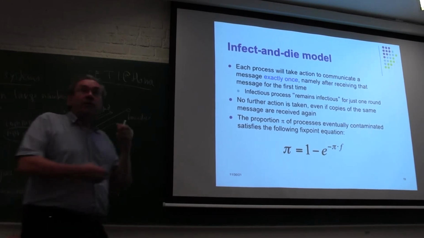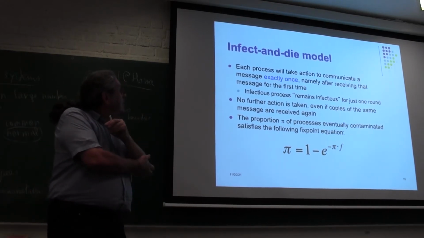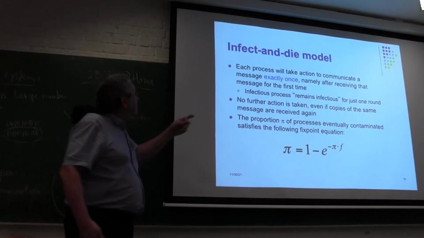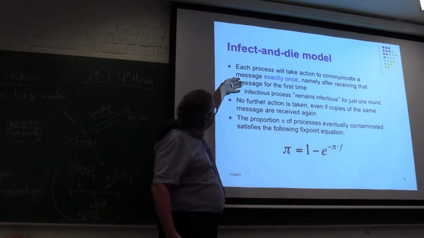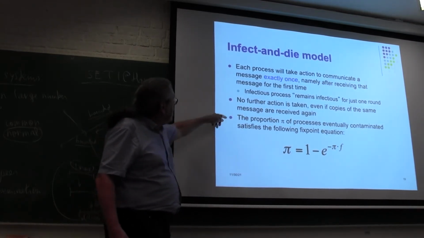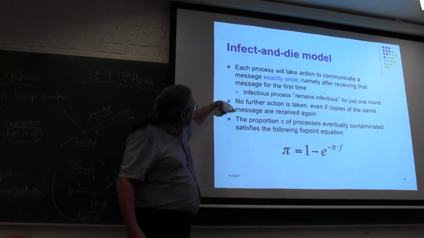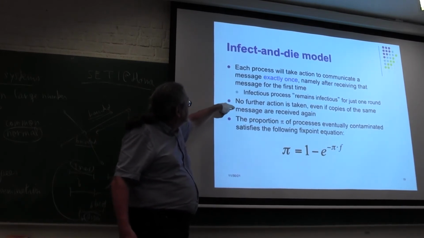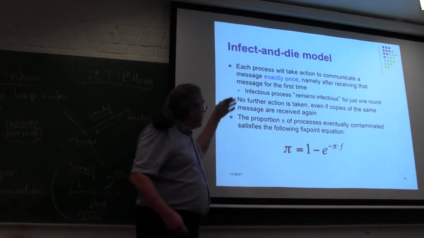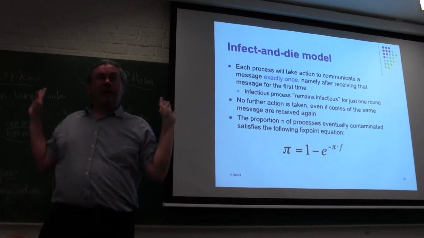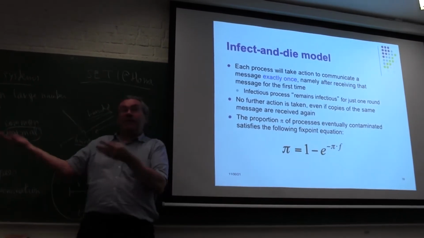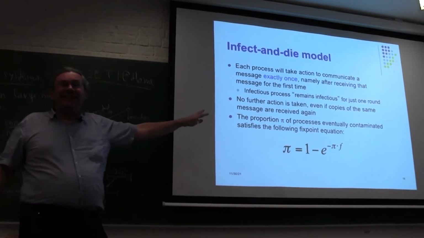So when we say infect and die, if you have a node that is infected, then it dies, but does it fade? Actually, that's a good question. In this case, it remains infectious for one round. But even if copies of the same message are received again, it will do nothing. That means once I get cured of COVID, I will never get it again. But some diseases are not like this. Some diseases I might get again, and then you have a different equation.